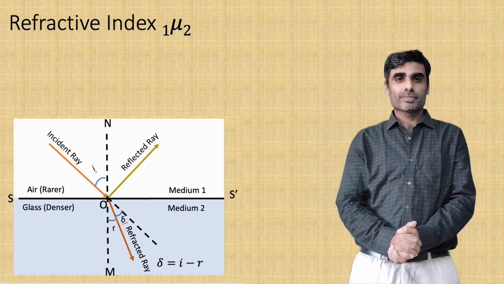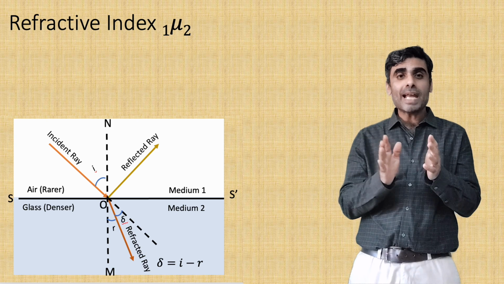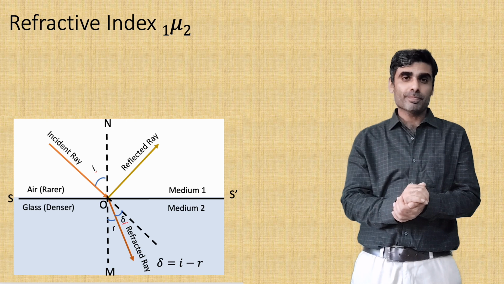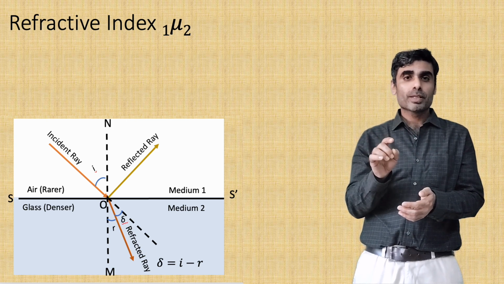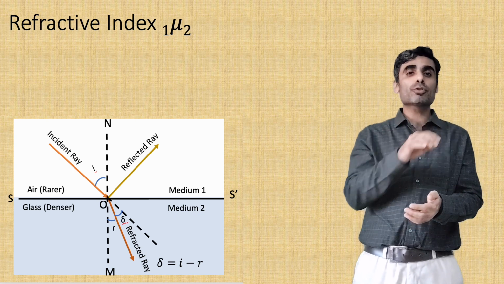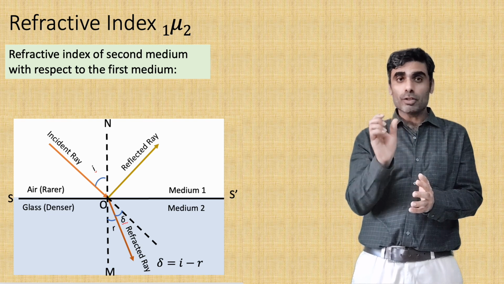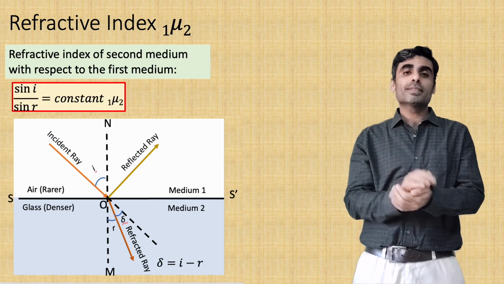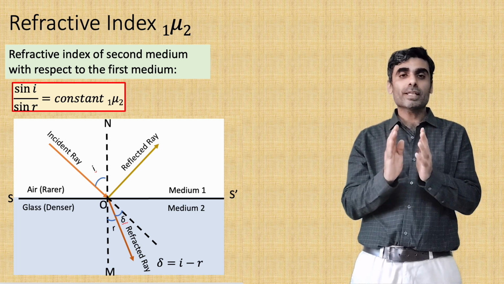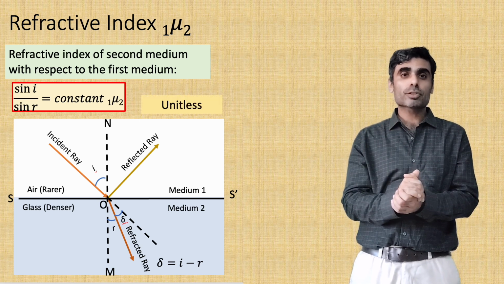Refractive index of a medium is a measure of how much the light bends in this medium when it enters from another medium. 1μ2 is the refractive index of the second medium with respect to the first medium. The ratio of sine of angle of incidence to sine of angle of refraction is equal to the refractive index of the second medium with respect to the first medium.